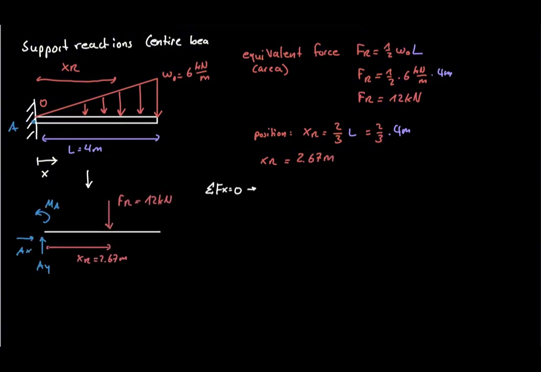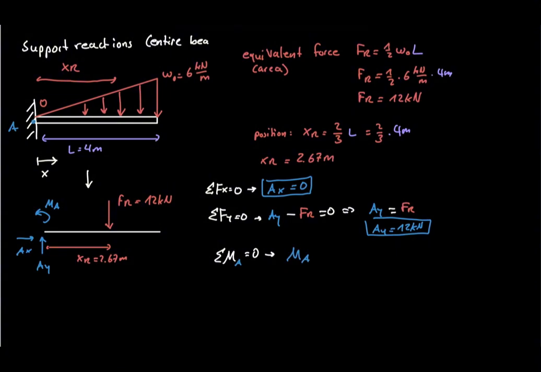Horizontal equilibrium gives a horizontal support reaction of 0. Vertical equilibrium gives a vertical reaction of 12 kilonewtons upward. Moment equilibrium about the wall gives a counterclockwise support moment of 32 kilonewton meters.